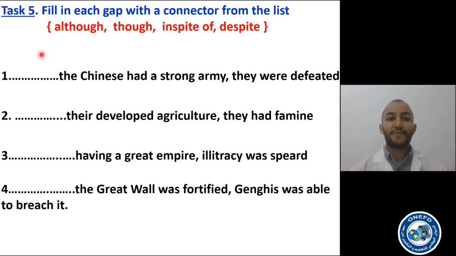Now the first sentence: the Chinese had a strong army; they were defeated. The second sentence: their developed agriculture; they had famine. The third sentence: having a great empire, illiteracy was spread. Number 4: the Great Wall was fortified; Genghis was able to breach it. So take your time, and try to put each connector on the right spot. As usual, I'll give you a minute to think about it. Pause the video, do the activity, and then come back. Okay, so see you in a bit.